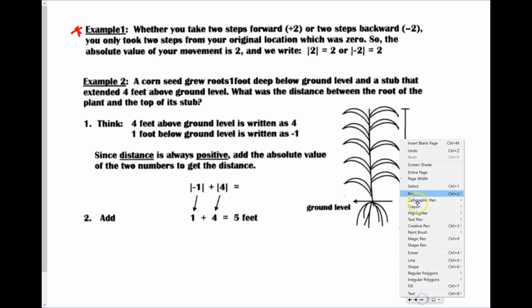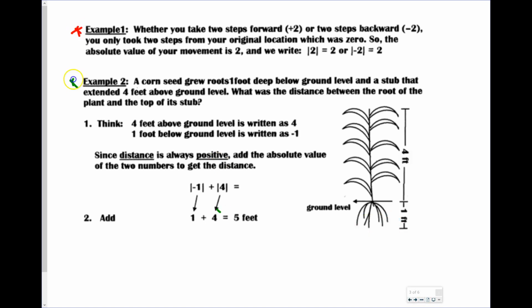The second example is a corn seed grew roots 1 foot deep below ground level and a stub that extended 4 feet above the ground level. So here's the ground level, this line right here. This is the corn, these are the branches, and this is under the ground. So we've got 1 foot of space where the roots are under the ground and 4 feet of corn above the ground. So 4 feet above the ground would just be written as the number 4. 1 foot below the ground would be written as -1 to show that space.